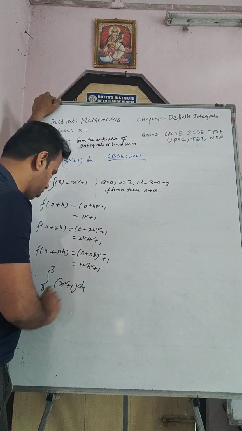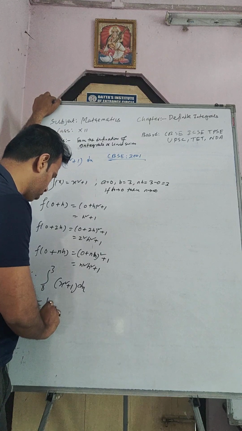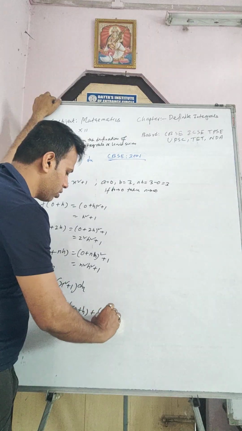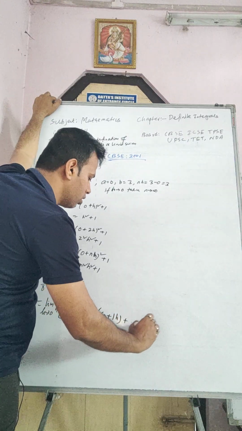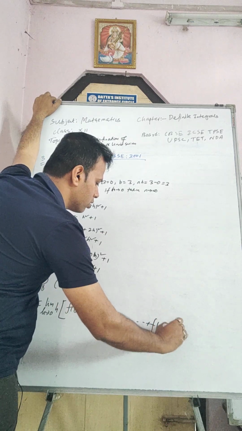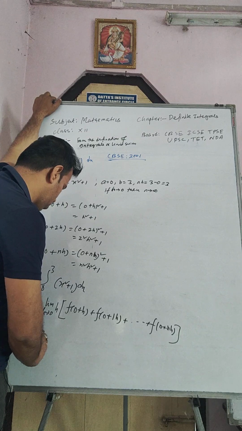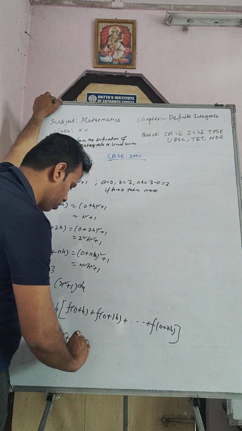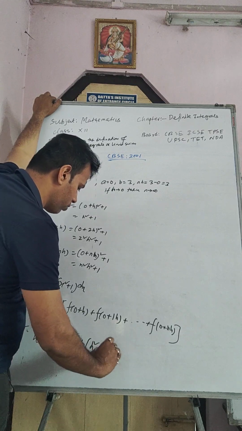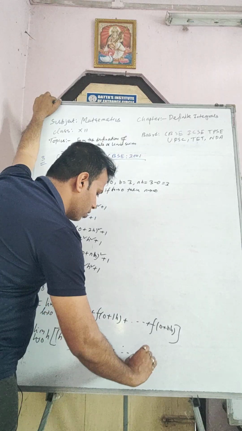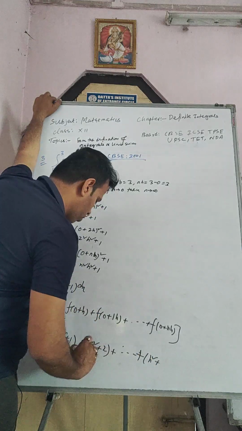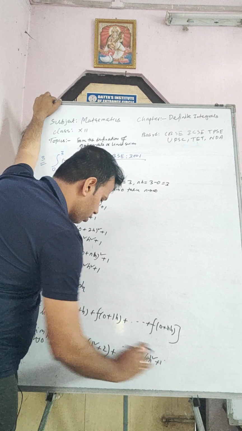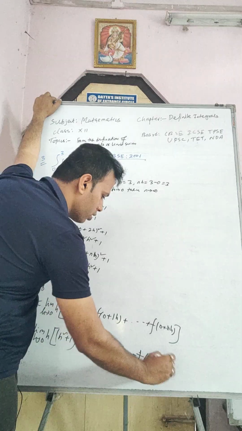So now integration 0 to 3 x square plus 1 dx will be limit h tends to 0 h into f of 0 plus h, f of 0 plus 2h, plus up to f of 0 plus nh. It will be h square plus 1, h square plus 2 square h square plus 1, up to n square h square plus 1.